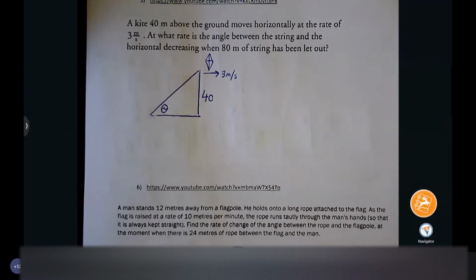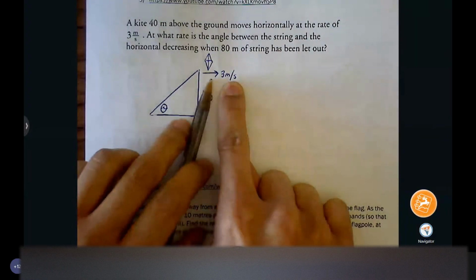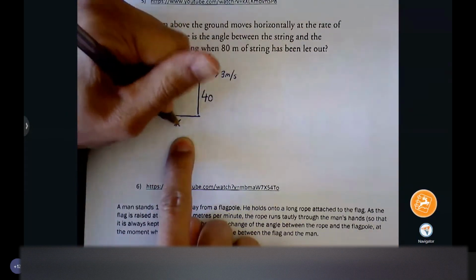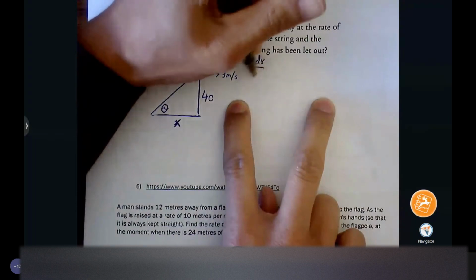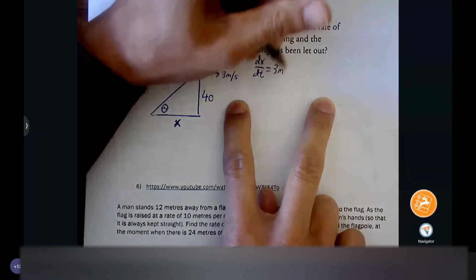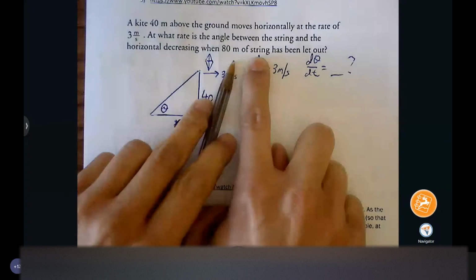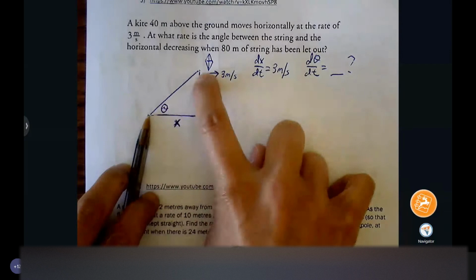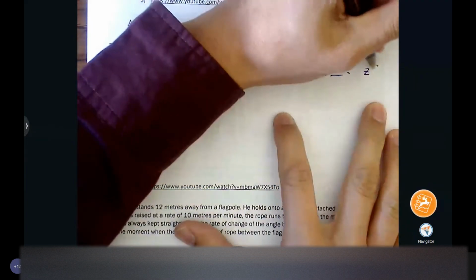So this 3 meters per second is going to be related to this horizontal motion here. So we're going to call that 3 meters per second dx dt. Just like before, we're looking for d theta dt at the moment when 80 meters of string has been let out. So the string from the person on the ground to the kite is here. So I'll call that z. Z is equal to 80.